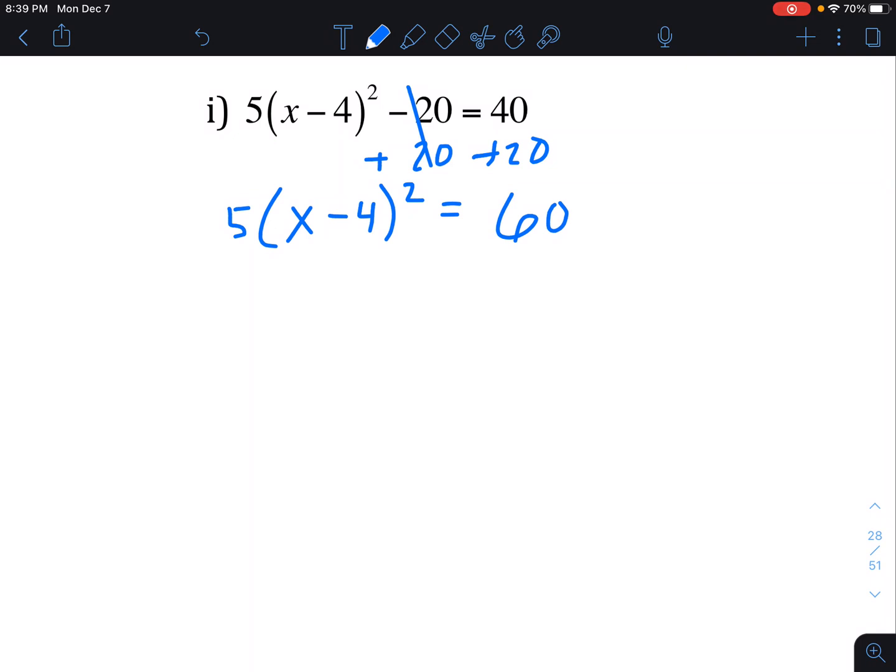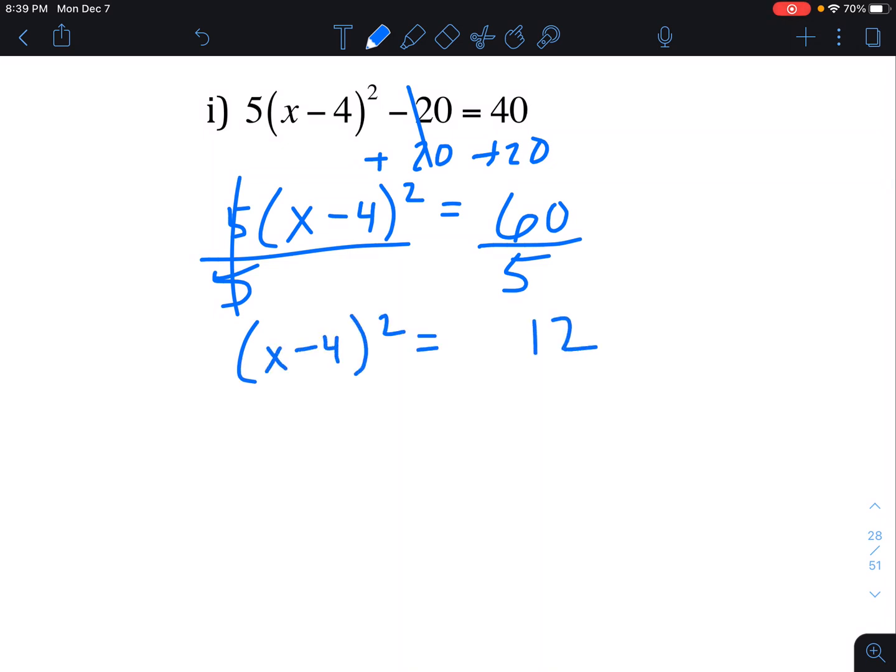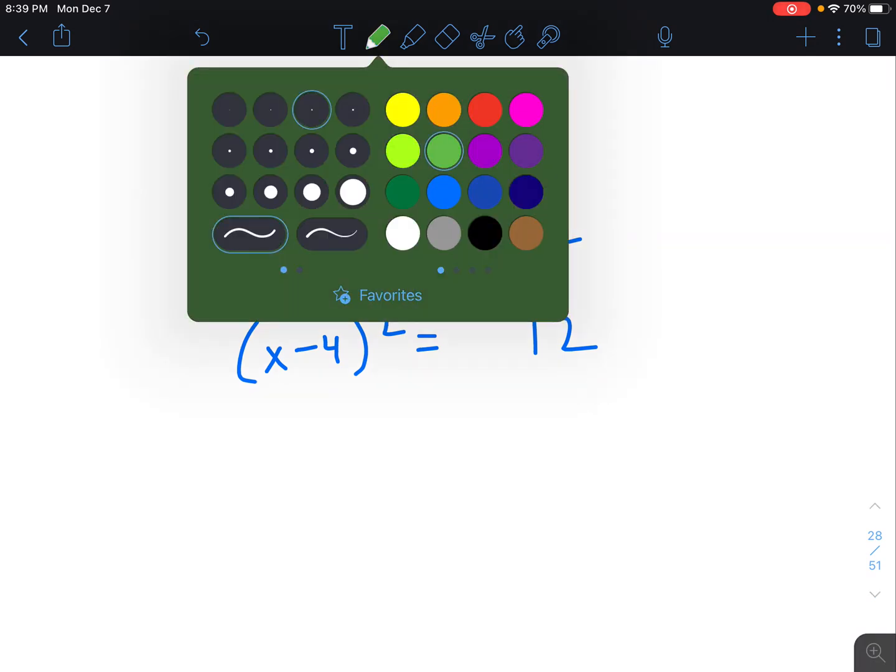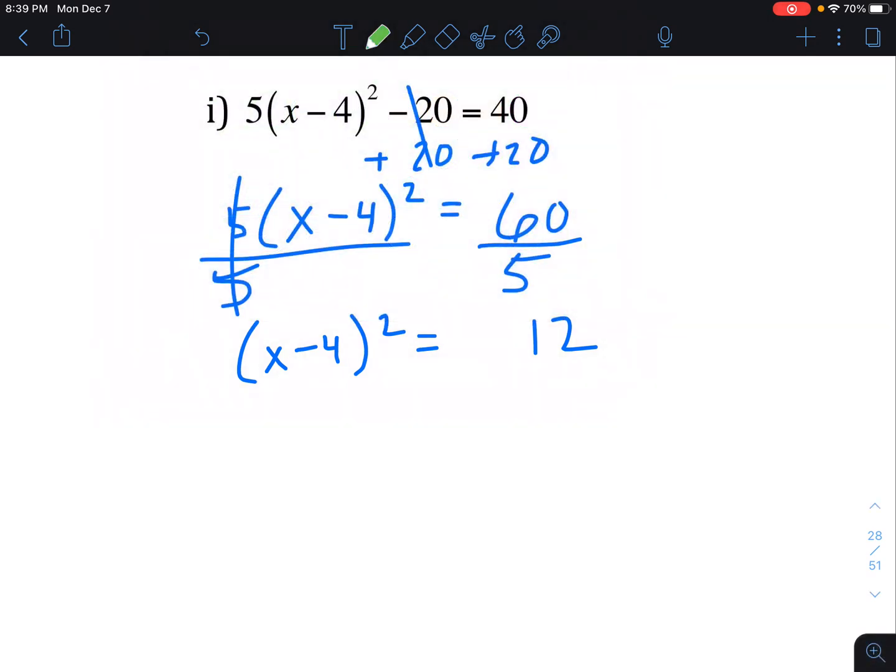So what do we do next? We need to divide by 5. Next, finally, we have parentheses squared, so we need to take the square root of both sides, so we can get rid of the exponent and actually get rid of the parentheses. Then the square root of 12, we worked this out earlier. It's square root of 4 times 3, and it's 2 root 3.